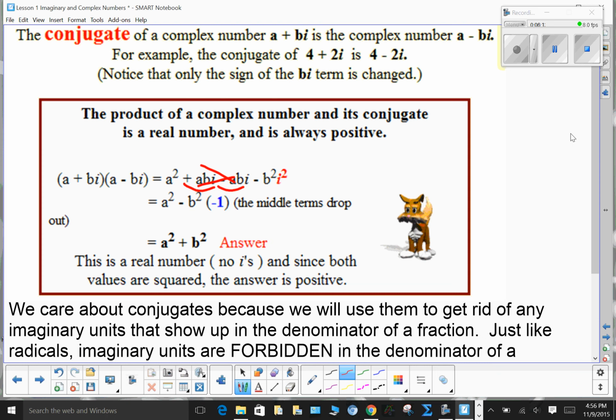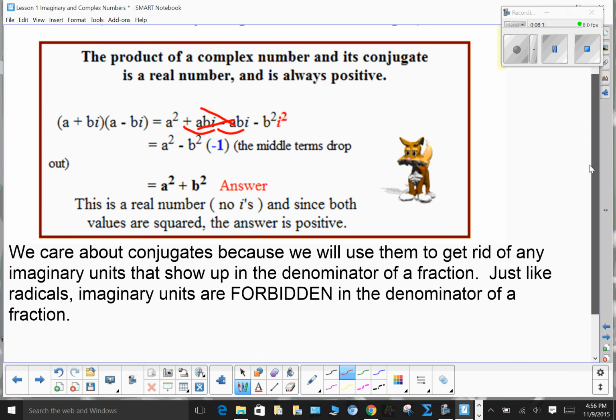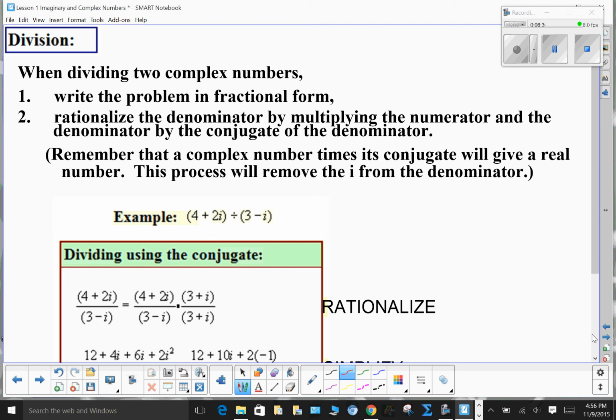I'm going to use the conjugate to clear any denominators. Remember, we care about conjugates because we're going to use them to get rid of imaginary units that show up in the denominator of a fraction. We do this just like we use conjugates for radicals. Imaginary units are forbidden in the denominator because an imaginary unit represents a radical. Let's look at some problems.